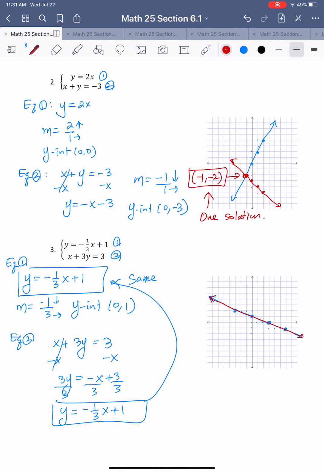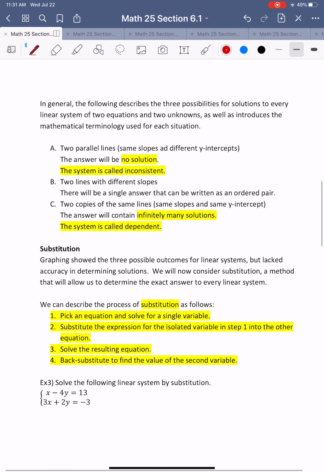Which means these two lines meet at every single point. So there are infinitely many solutions. But this time we cannot say that the solution is all real numbers, right? Because this point is still not a solution, okay? The point that I have here. Only the points on the line are solutions, okay? All right, let's look at the next page.